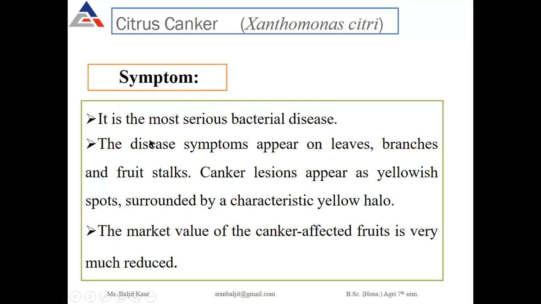Next is citrus canker. So the scientific name is Xanthomonas citri. This is the most serious bacterial disease in citrus. The disease symptoms appear on the leaves, branches, and fruit stalks. The canker lesions appear as yellowish spots surrounded by the characteristic yellow halo. The market value of the canker affected fruit is very much reduced, right?